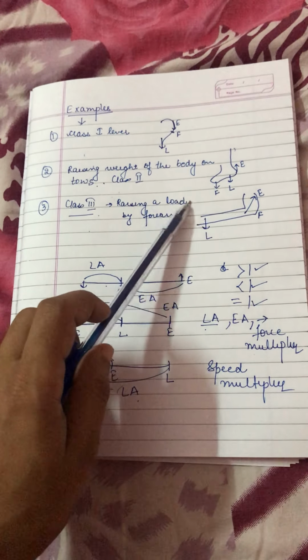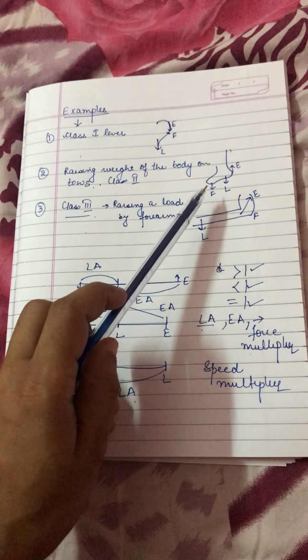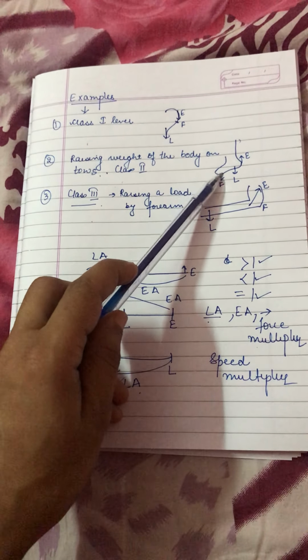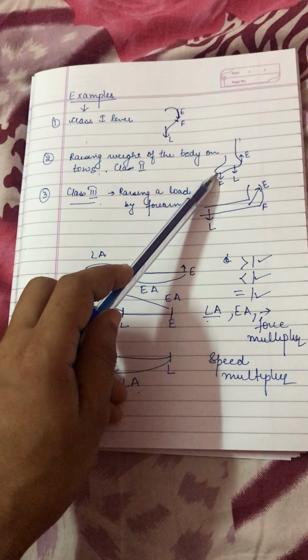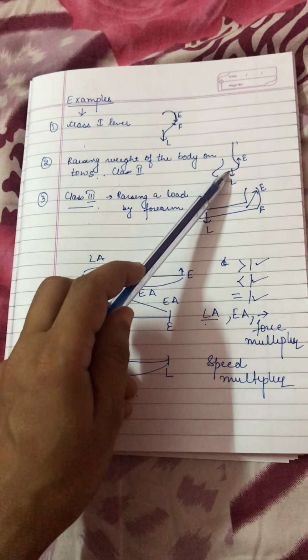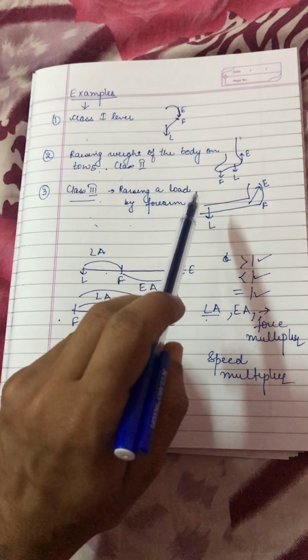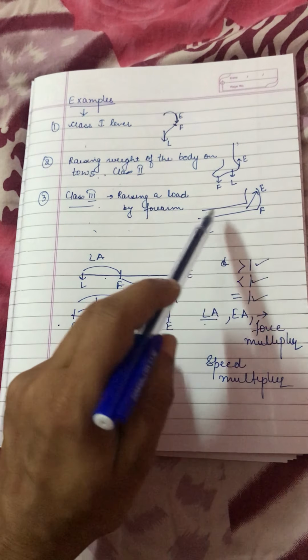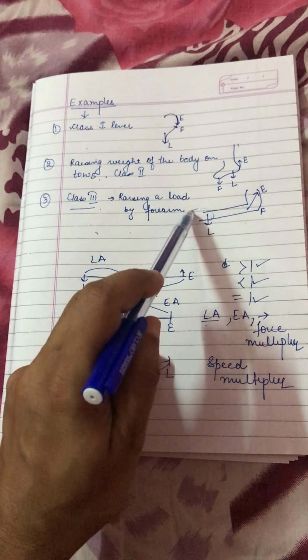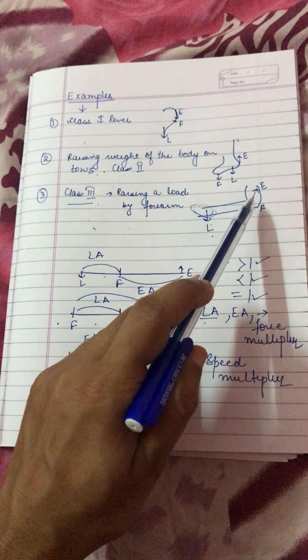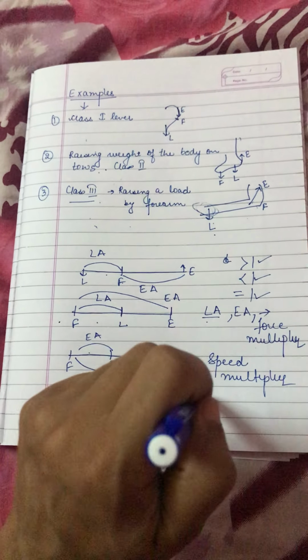Raising the weight of the body on the toe. When you are raising your body, your toes you are not moving, so that is the fulcrum point. Then load and effort. Class 3 lever: when you are holding something with your forearm, here you are placing a cup or something, that is load. This point is not moving, fulcrum, and effort is applied here.